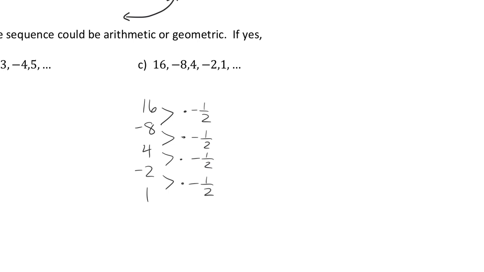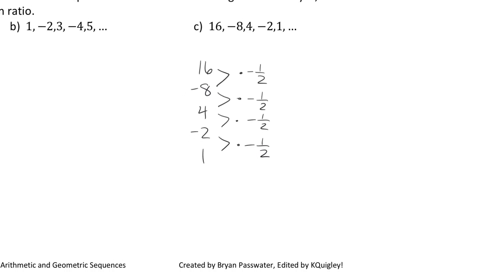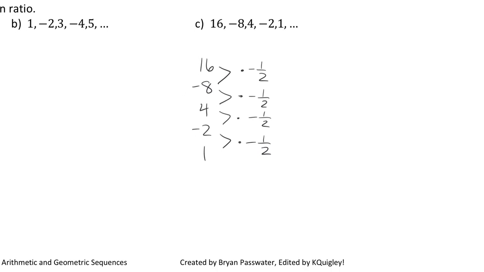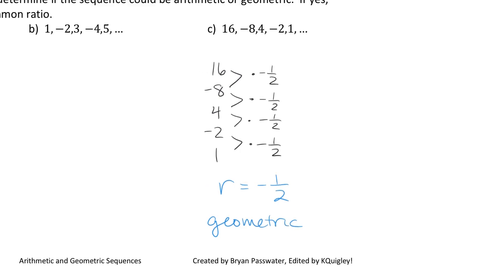alternate. Since we are multiplying instead of adding and subtracting, do I have a common difference or a common ratio? Ratio. Common ratio is multiplication and division. Maybe write that down if you didn't know that. Common difference is addition and subtraction, which means that this one is geometric. That is a geometric sequence.